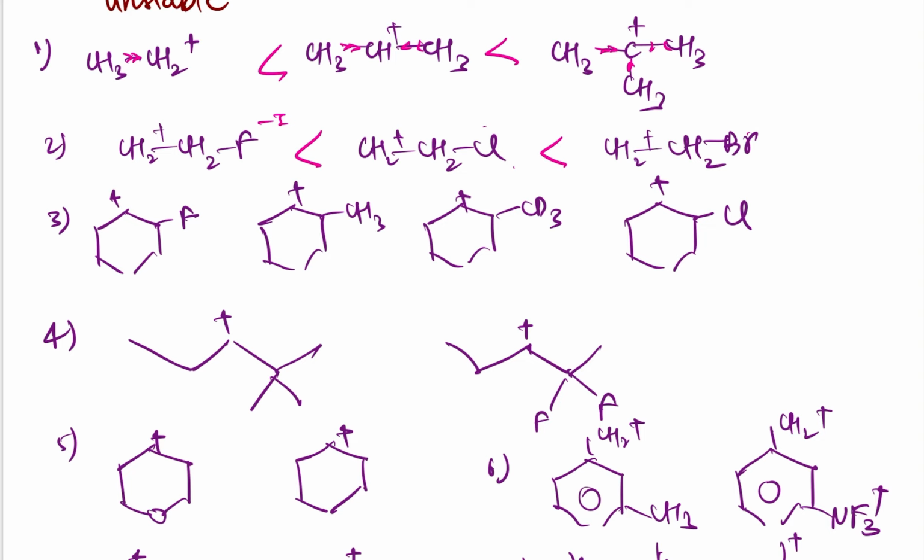Most plus I is CD3. Second plus I is CH3. Third is Cl. And fourth is fluorine, because it has more minus I. Here we have 2 methyl groups, right? So 2 methyl groups are being attached, and here 2 fluorine groups. It has minus I group attached, it has plus I group attached. So it is eventually pushing the electron, so it is more stable.